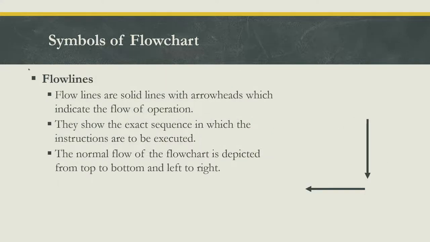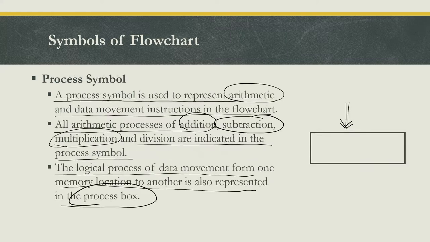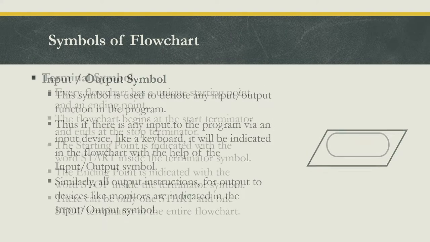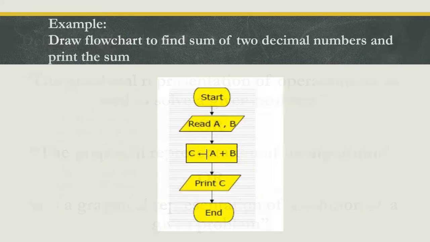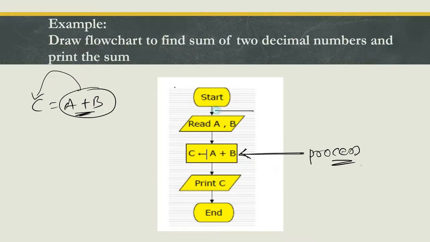Our next is flow lines. Flow lines are used to indicate the flow. Flow lines are solid lines with arrowheads which indicate the flow of the operation. Let me show you with an example. Okay, this is a flow line, arrowhead. This is a flow line, this is a flow line, this is a flow line, right?